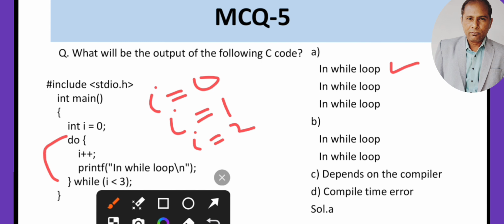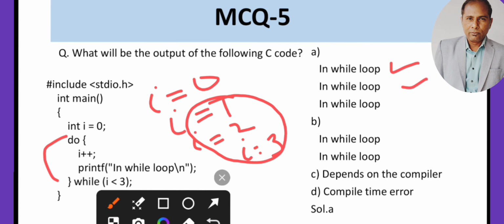Then again we will check if i is less than 3. Yes, again we will go here. i will be incremented by 1, i will become 3. We will print in the while loop. So I think we will print in the while loop 3 times. Now i will be incremented, i is not less than 3, so we will be out of the loop. So we will print 3 times. According to that, option A is the correct answer.